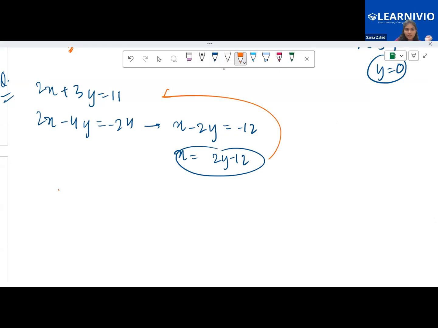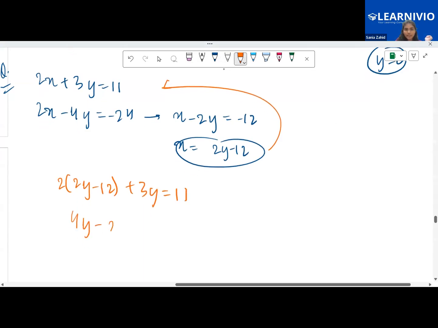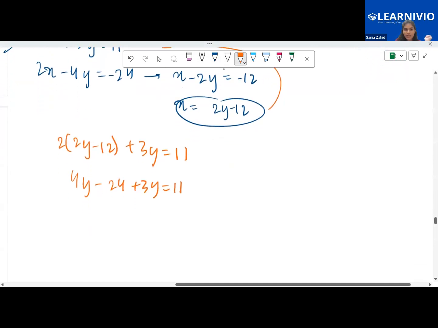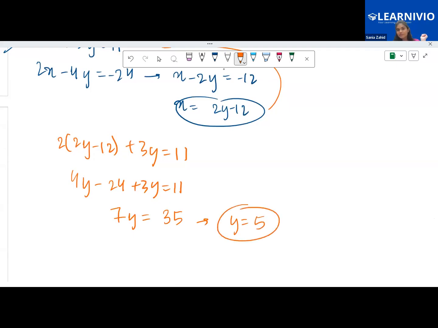2x, so 2 into (2y minus 12) plus 3y is equal to 11. So 4y minus 24 plus 3y is 11, right? And 4y plus 3y gives you 7y is equal to 35. So y should be 5. Are you getting y as 5? You get y as 5?